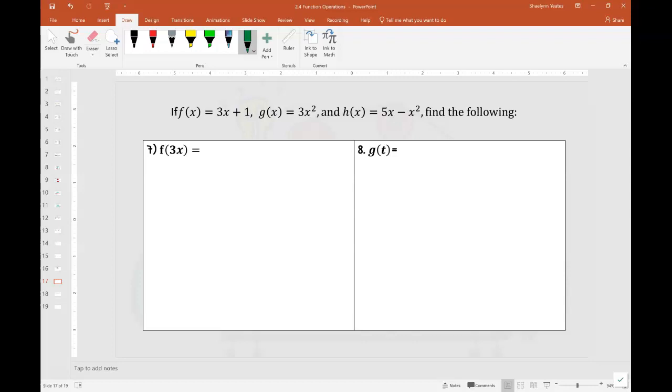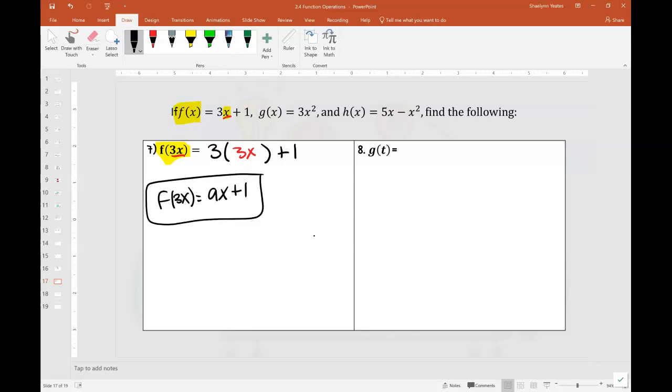Okay, let's try 2 more together, and then we're going to do a slightly different thing and finish off the day. So this one says f of 3x. First thing I do is go find my f function. Then everywhere I see an x, I'm going to plug in 3x. So this is going to be 3 parentheses plus 1, and inside the parentheses, I'm going to put 3x. This time I just do 3 times 3x, and I end up with 9x plus 1. So f of 3x equals 9x plus 1. That's as simplified as that can get.